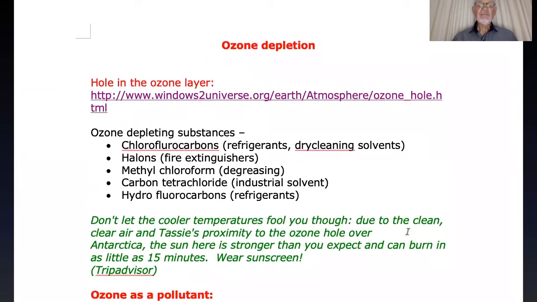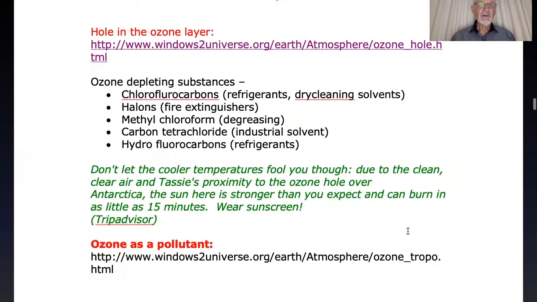So there are a couple of other factors to consider. There's the hole in the ozone layer, so that just depletes some of the ozone in the atmosphere. But the effect of that is to increase the UV, ultraviolet, which we see at the Earth's surface. Here are some of the substances that can deplete ozone from the ozone layer.